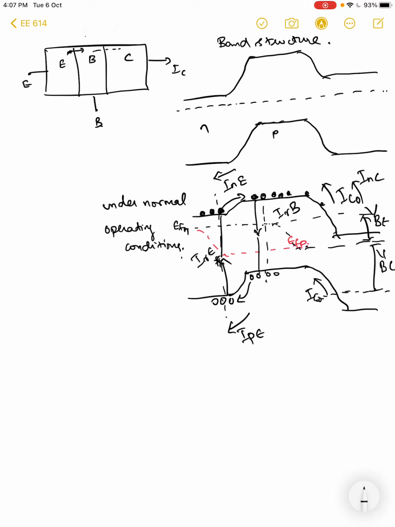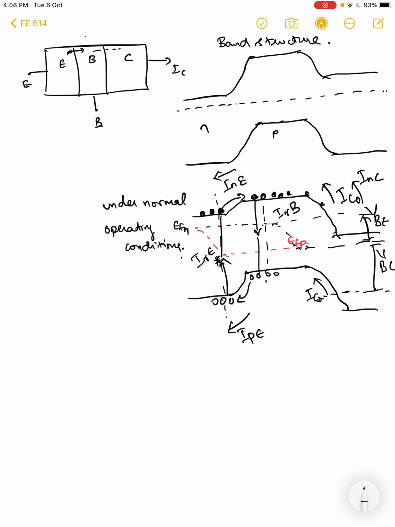And you also have recombination in the base collector region, which should be IRC, but then it is same as IC naught. So we are just now going to distinguish between IC naught and IRC. Both of them are the same, right? So now once we see this particular thing, right?